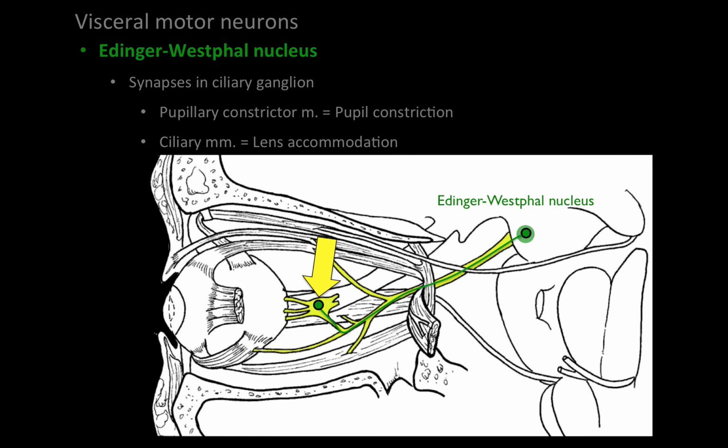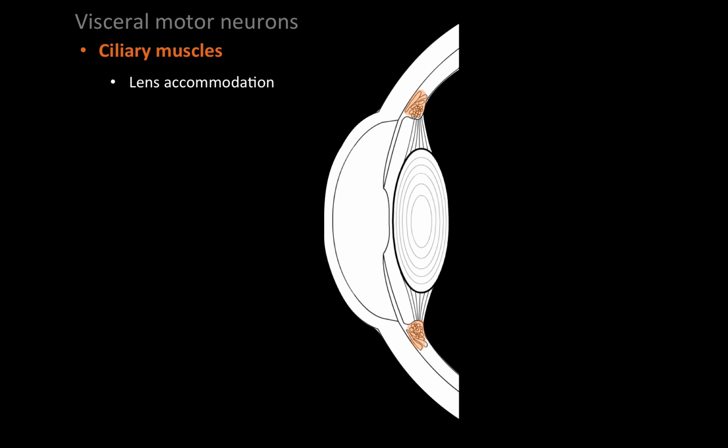And then the postganglionic parasympathetic neurons course out, and they course to innervate 2 different structures. One, the pupillary constrictor muscle that causes pupil constriction, and two, the ciliary muscles that do the lens accommodation. Let's do ciliary muscles first. So here we have a longitudinal section through the front of the orbit, and the ciliary muscles are there in orange. It's hard to see, but they're wrapping all around a circumference, so all we see is the top and bottom part.